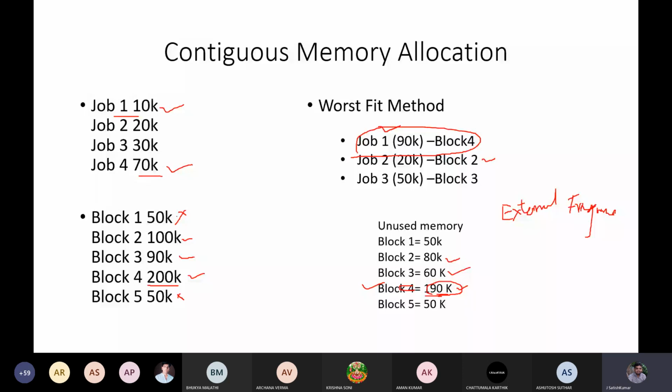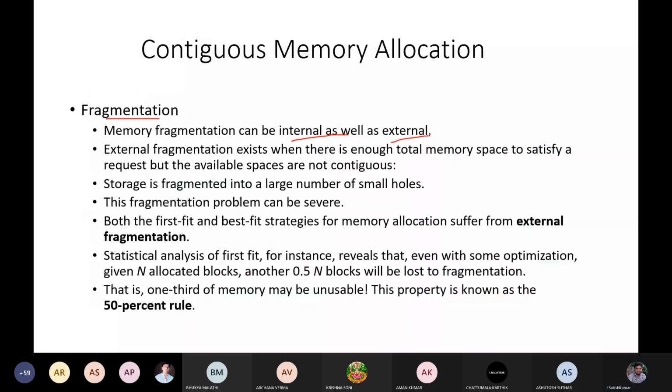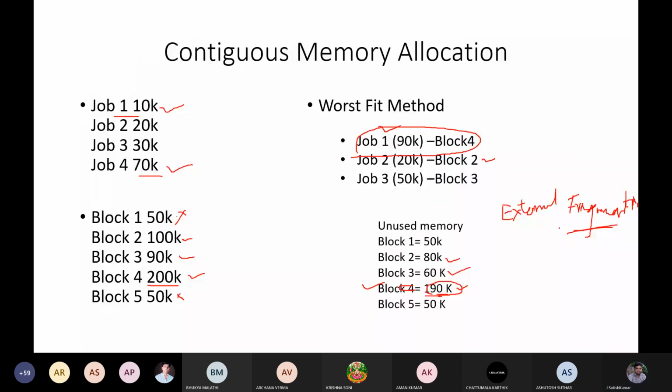The fragmentation can be internal as well as external. We'll discuss that in detail in the next class, how we will handle this fragmentation. But in continuous memory allocation, based on the job and the memory available, when you allocate them, it will create external fragmentation. The memory is available, but still you will not be able to use it. Is this clear? Yes, sir.